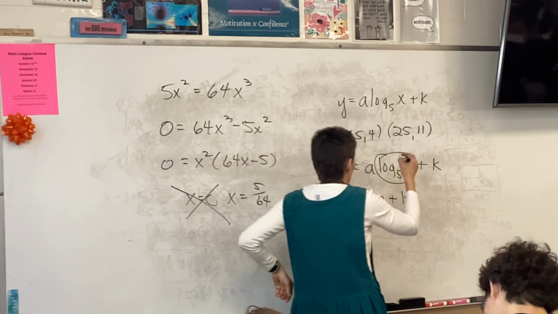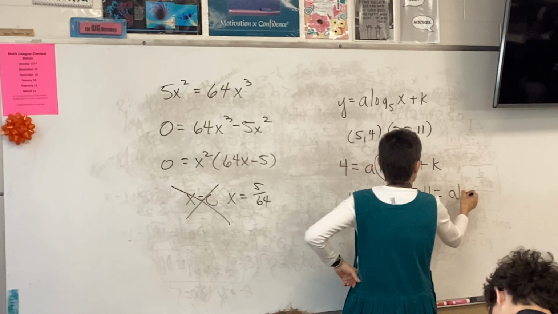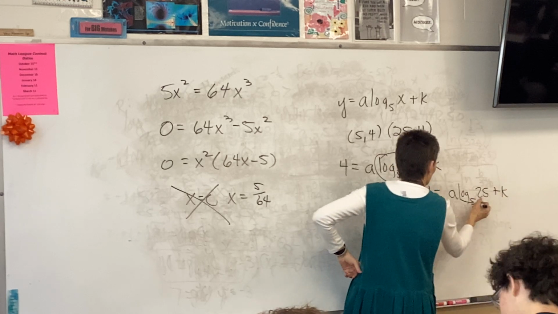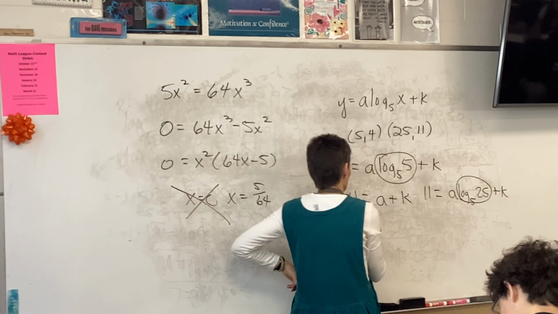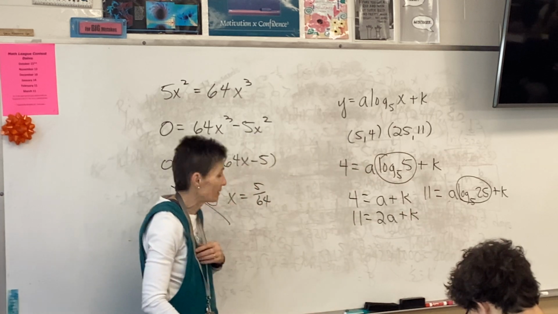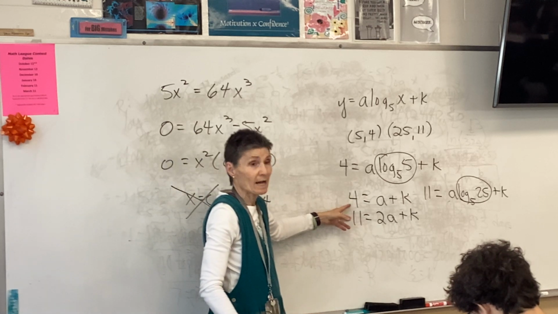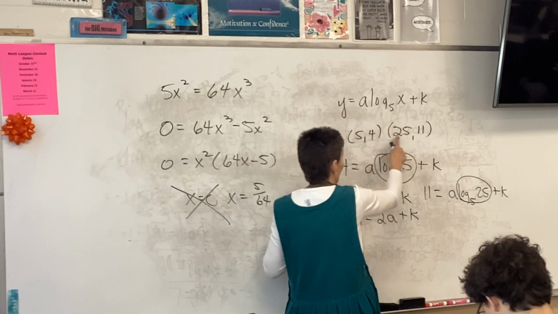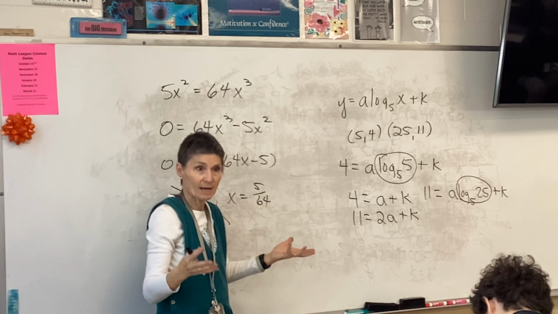Alright, now, other one, 11 equals a log base 5 of 25 plus k. What's that? 2. So 11 equals 2a plus k. So just by plugging in my points that they gave me, I got a couple of equations. Now those equations worked out. I can do this problem without a calculator. Obviously it worked out because I'm base 5 and I had 5 and 25. If those had been other numbers, I would do the same process, but I would just need a calculator because of the decimal.